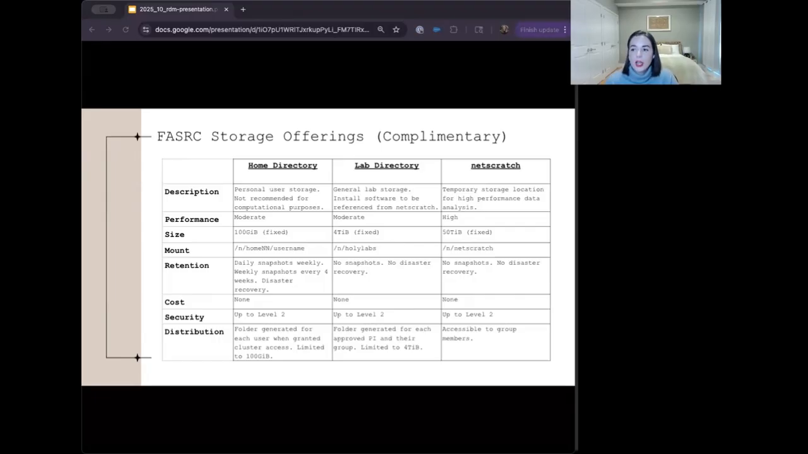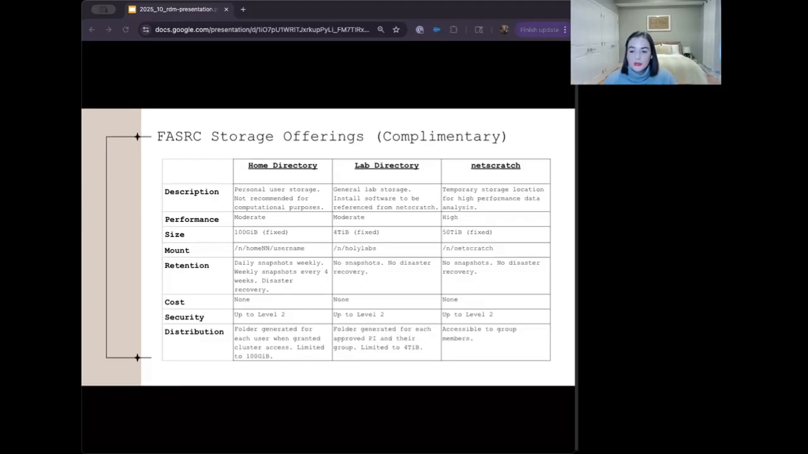Okay, so now that we understand how to migrate data through the data lifecycle, storing the data based on its utility and accessibility, we can talk about the various storage offerings provided by FASRC. Each FASRC account is provided with a 100 gigabyte home directory for individual use. And then each PI or lab account receives a 4 terabyte lab directory for use by all members of that PI's lab group. And then they also can receive a 50 terabyte allotment of scratch space.